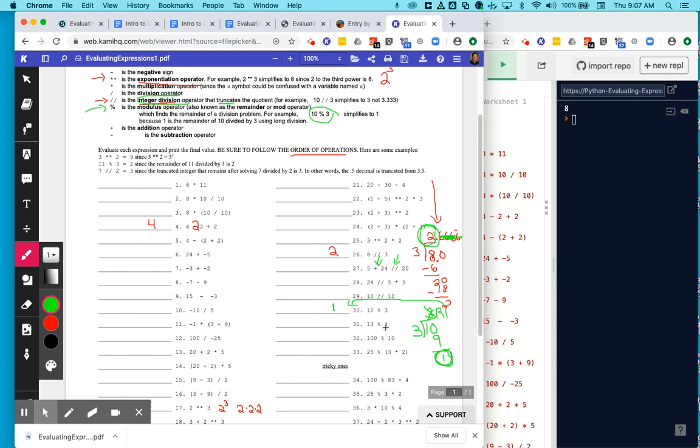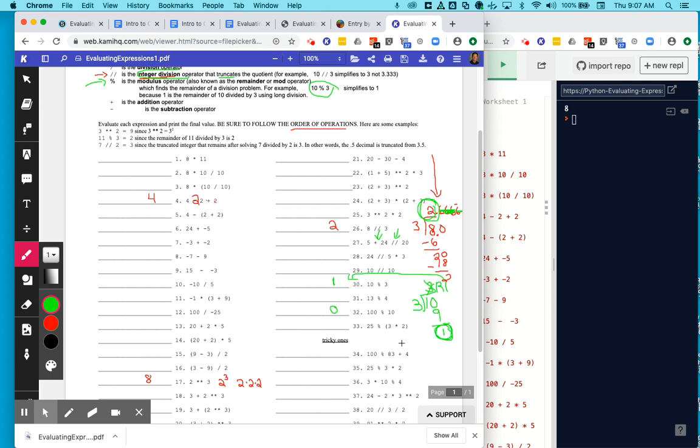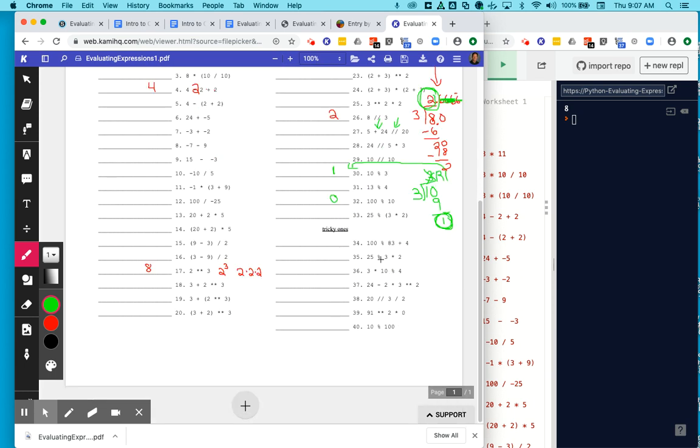13 divided by 4, there might be a remainder. If there is, it would be a number here other than 0. In number 32, the remainder of 100 divided by 10. It turns out that they divide evenly. So the remainder is actually 0. And that is a number, so that's the answer to number 32. Okay, good luck with these tricky ones. I don't know if I've ever had a student who got all of those correct.